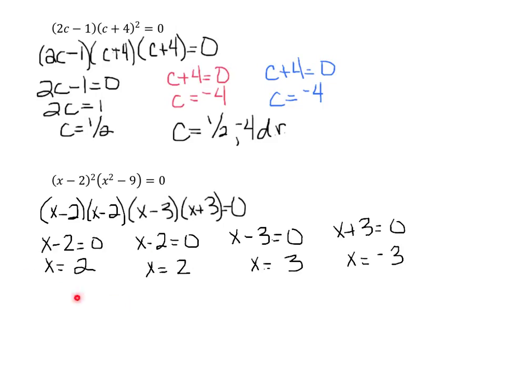You've got a double root here, but notice 3 and negative 3, that's not a double root. So your solutions: negative 3, 3, 2 double root. And I would prefer to see all of these values from smallest to largest with all your double roots listed at the end.